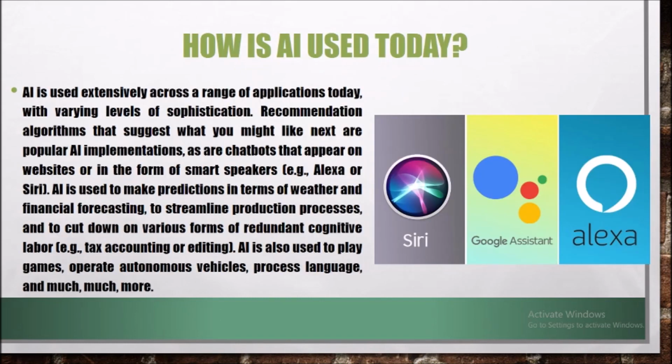So how is AI used today? Are you familiar with Siri, with Alexa? You have Google Assistant, where you say open YouTube, search, and so on. So AI is used extensively across a range of applications today with varying levels of sophistication. Recommendation algorithms that suggest what you might like next are popular AI implementations, as are chatbots that appear on websites or in the form of smart speakers. For example, Alexa or Siri.